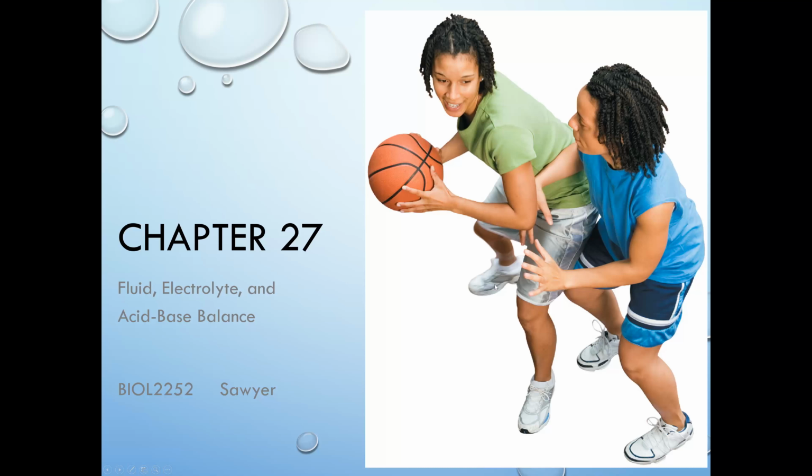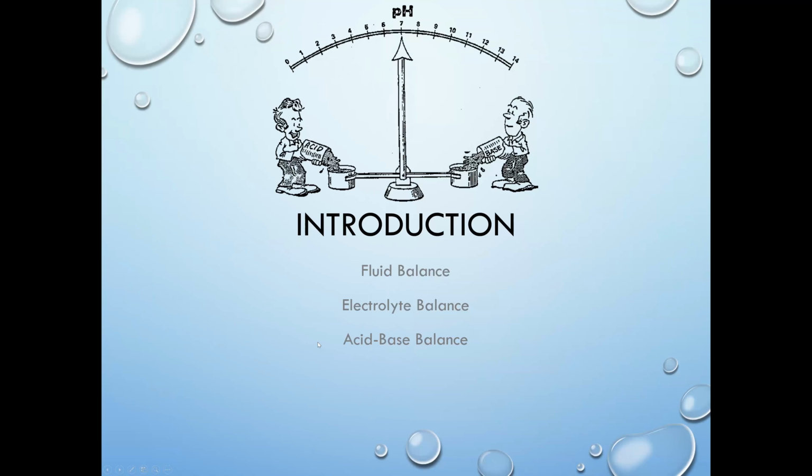So this is chapter 27, where we'll be talking about fluid, electrolyte, and acid-base balance. We'll start with an introduction and talk about the three major types of balances we're going to discuss in this chapter.